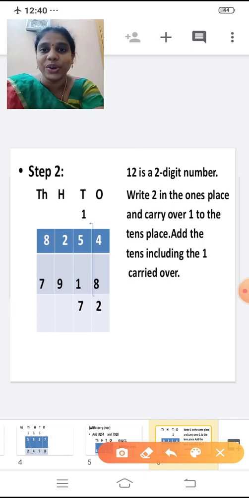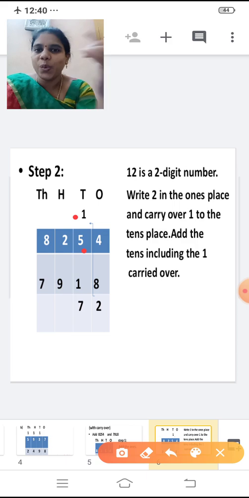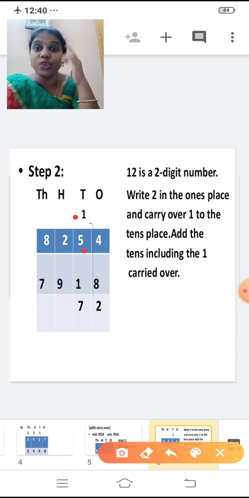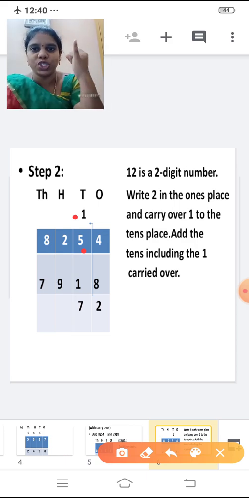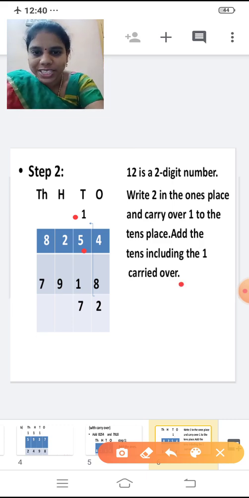Now we are going to add the tens place. Now add 1 plus 5 and tell me the answer. First take the 1 and 5. Add 1 plus 5. 1 in the mind. You're going to add 1 to 5. After 1, 2, 3, 4, 5, 6. So 1 plus 5 is 6. Then add 1.